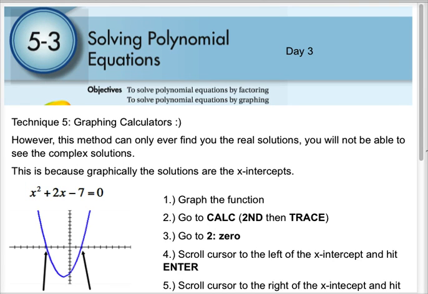Today we're moving to our fifth technique of how to solve these polynomial equations. And the cool thing is today I'm going to introduce you to how to use the calculator to solve these. So, the problem is, with this method you will only ever find real solutions. You will never see complex solutions to the equations. However, we will talk in the following sections about how to find the complex ones, with the starting point of using a graphing calculator.